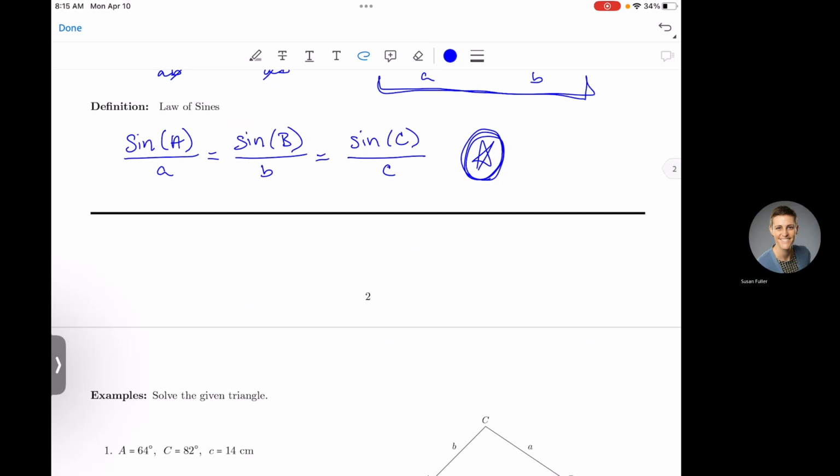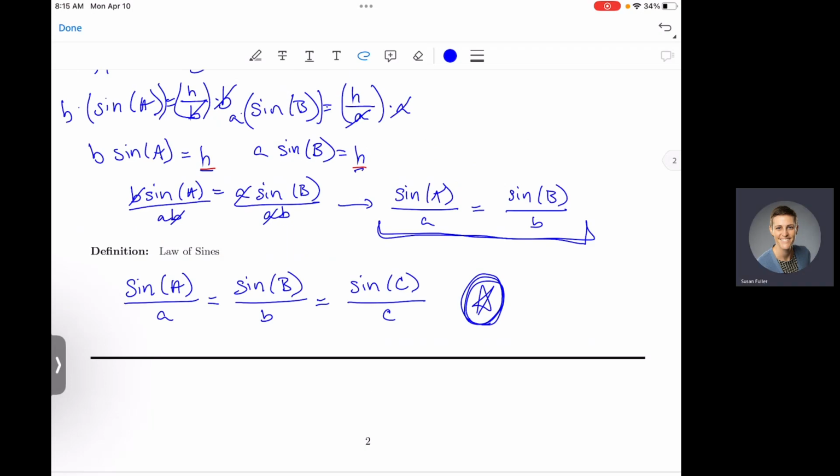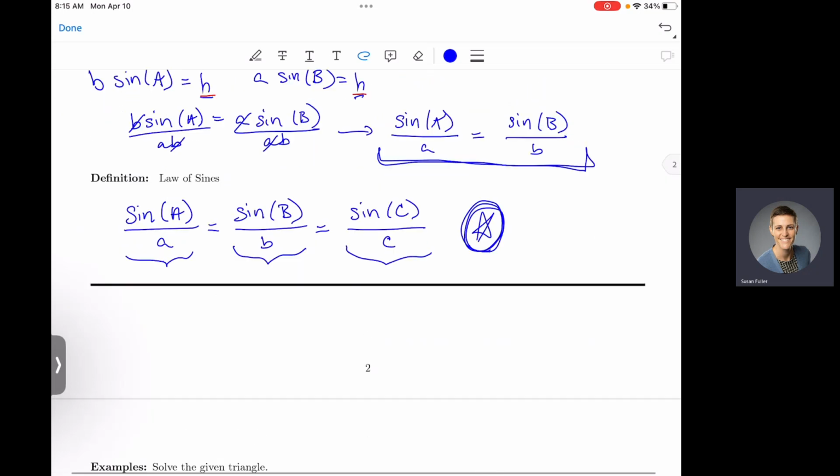Okay, so what this law of sines says is that if you take the sine of any angle over the length of the side opposite it, the ratio is the same regardless of which angle you're looking at. We are going to use this to solve triangles, because as long as we have one complete ratio, we can use that complete ratio to solve for the other pieces. That's how we're going to use the law of sines.